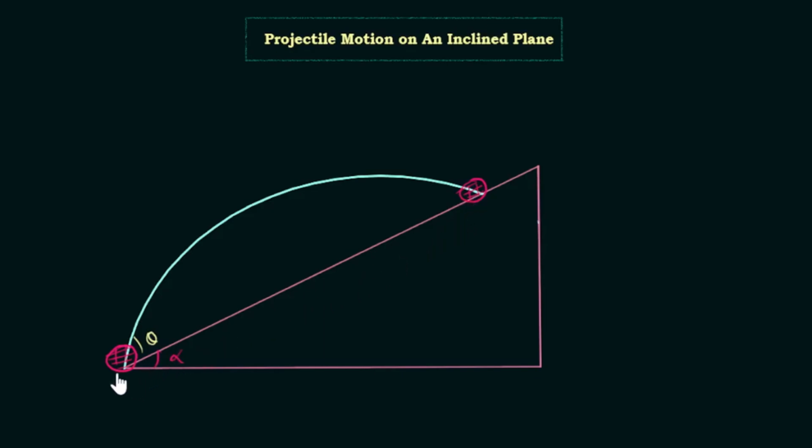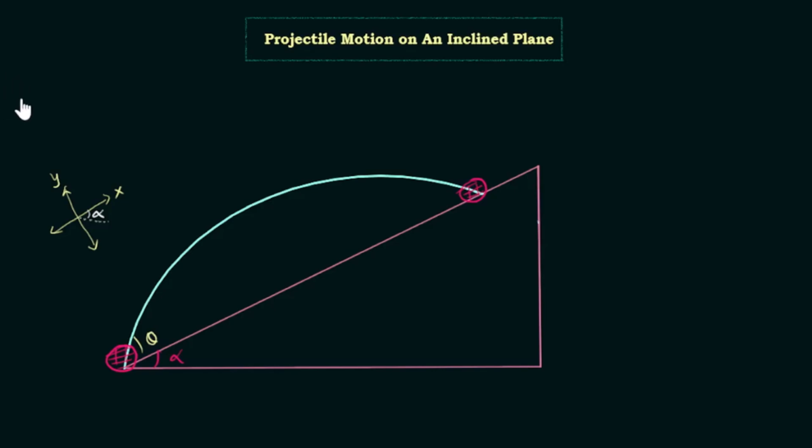Now, this bottom point we will consider as the origin, and our coordinate system is also going to be in this particular direction. This is the y-axis, this is the x-axis, and this is also the angle of inclination alpha with the horizontal direction, okay?